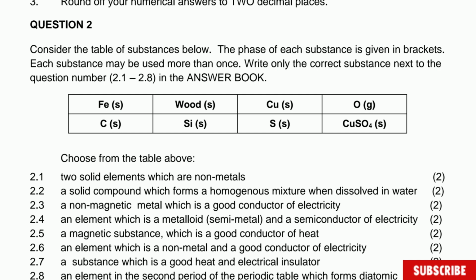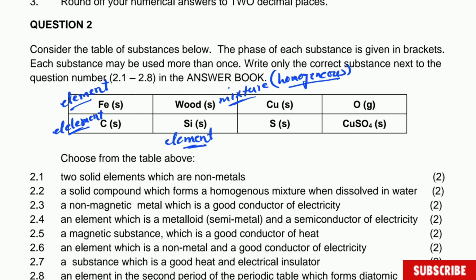Now, before that, let's identify what is going on there. We can see that F is an element. C is carbon and is also an element. Now this is important for later. Wood is not an element. Wood is a mixture. In this case, it's a homogeneous mixture.